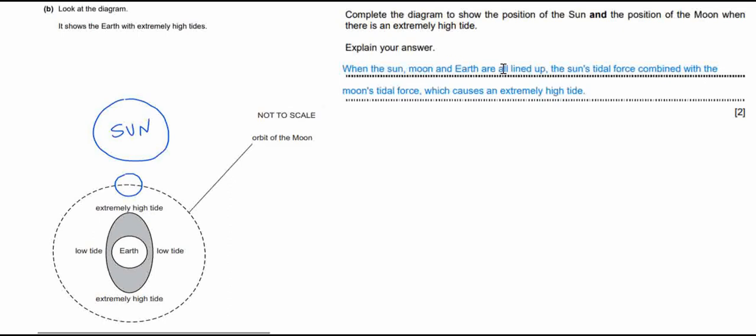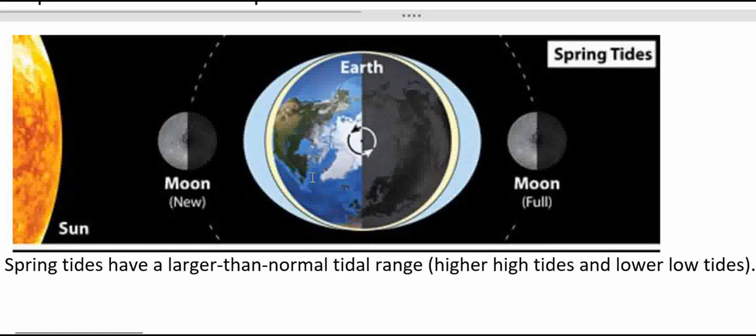When the sun, moon, and earth are lined up, the sun's tidal force combines with the moon's tidal force, which causes an extremely high tide. The extremely high tide we call the spring tide. Spring tides have a larger than normal tidal range, higher high tides and lower low tides. That's what happens when the sun, the moon, and earth are lined up.